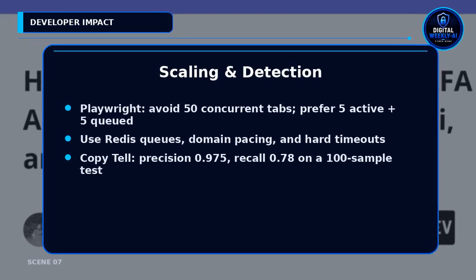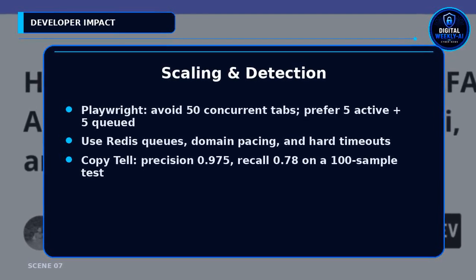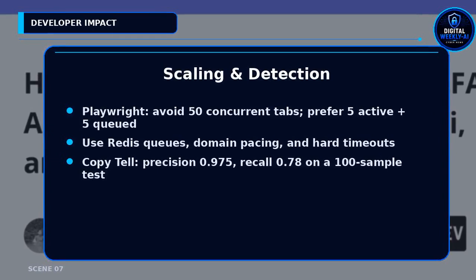Running 50 concurrent Playwright sessions often triggers CAPTCHA walls and overloads CPU. Start with 5 active sessions and 5 queued. Add domain pacing and hard timeouts. Use Redis for durable queues and session affinity for resumable workflows.